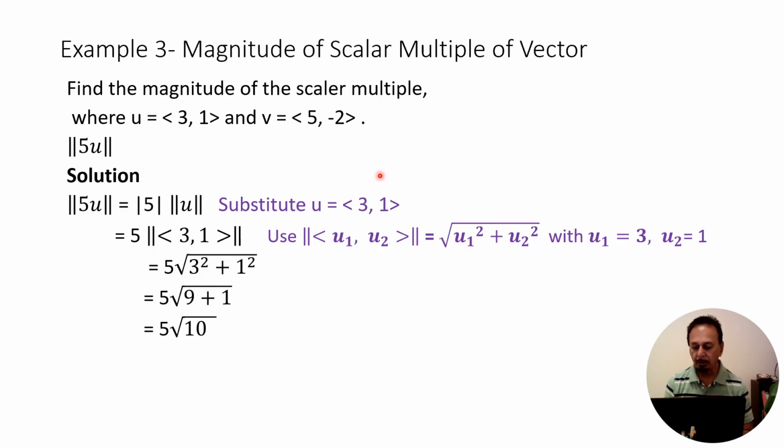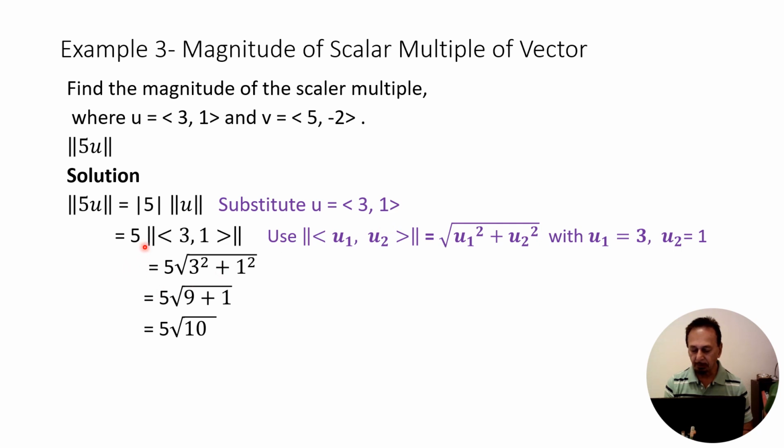Here's example 3. We're going to find the magnitude of the scalar multiple where u is equal to angle bracket 3 comma 1 and vector v is angle bracket 5 comma negative 2 angle bracket. So we're going to find the magnitude of 5 times vector u. We can factor out 5 and we are left with the magnitude of the vector u. Now we replace u by its components.